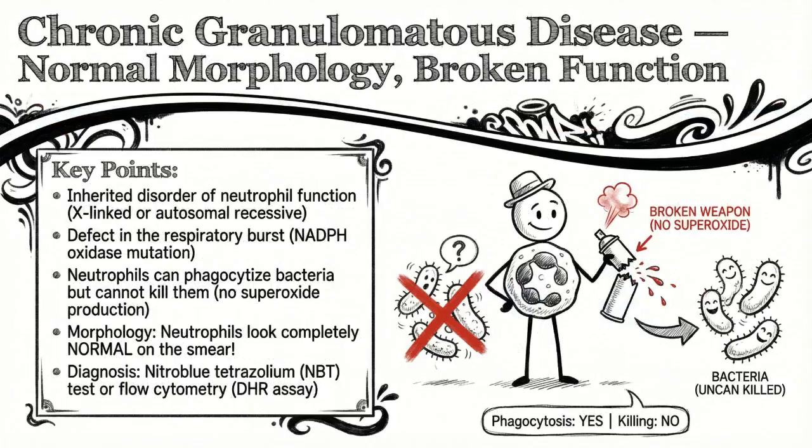Chronic granulomatous disease is a fascinating condition because it reminds us that what you see isn't always the whole story. Here, the neutrophils look perfectly normal on the smear, but they're functionally broken. This genetic mutation means these cells can't generate a respiratory burst, so they can't kill certain bacteria and fungi. Patients get recurrent, life-threatening infections, even though their white cells look fine. It's a great example of why functional tests, like the DHR flow cytometry, are sometimes needed to get the full picture. This also highlights that morphology is just one piece of the diagnostic puzzle.